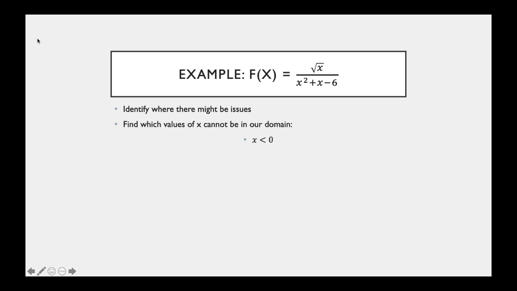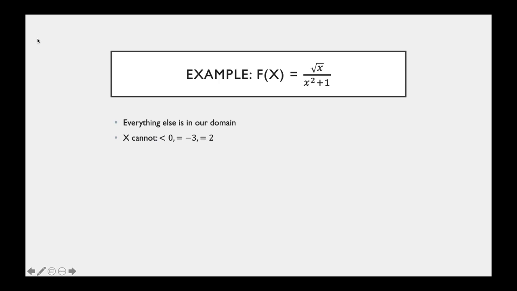Now we want to solve the bottom for when we're dividing by 0, so we'll do x squared plus x minus 6 equals 0. Then we're going to factor that, so we get x plus 3 times x minus 2 equals 0. Then x plus 3 equals 0, so x equals -3, and x minus 2 equals 0, so x equals 2. These are the cases which are not in our domain. Our domain does not include when x is less than 0, when x equals -3, or when x equals 2. Everything else is going to be in our domain.